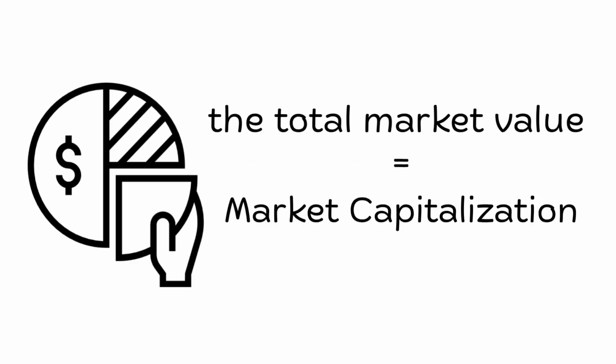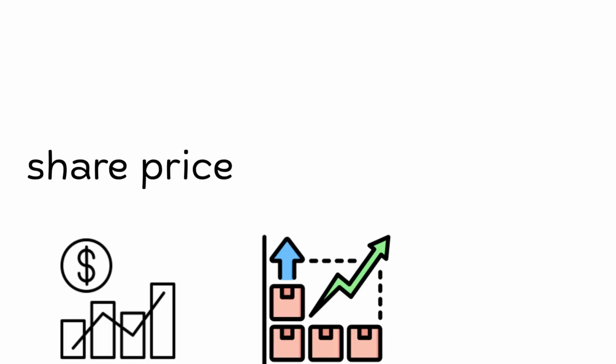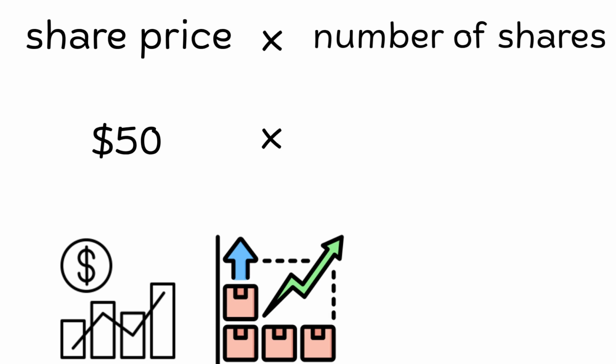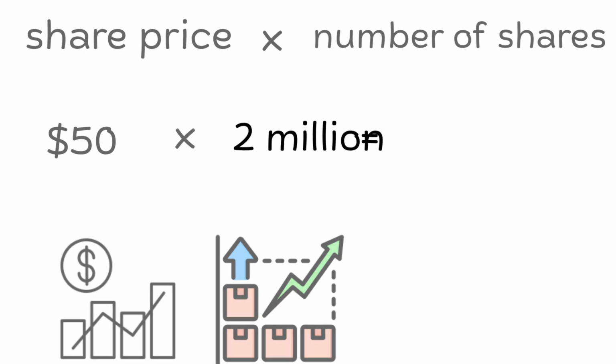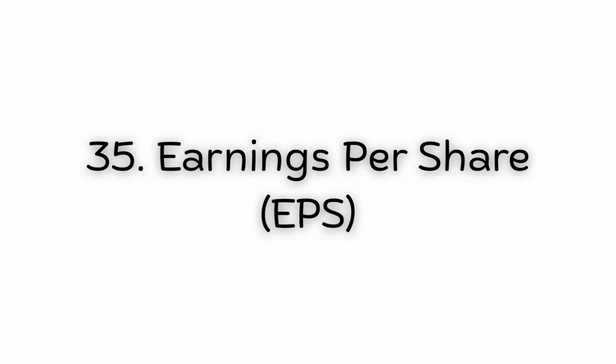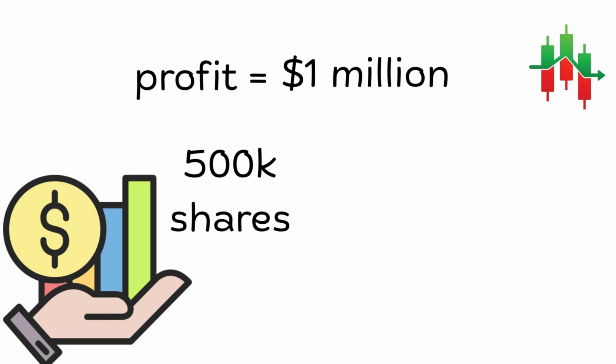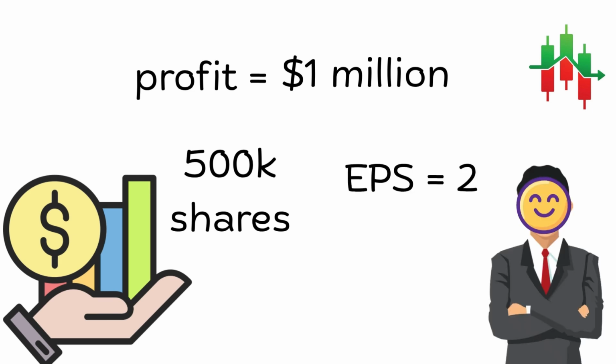34. Market capitalization. The total market value of a company is the market capitalization. It's calculated as the share price times the number of shares. If each share is $50 and there are 2M shares, it would be a $100 million market cap. 35. Earnings per share is, in simple words, just how much profit each share earns. So if total profit equals $1 million and you have 500K shares, then the EPS equals $2. And investors love rising EPS.